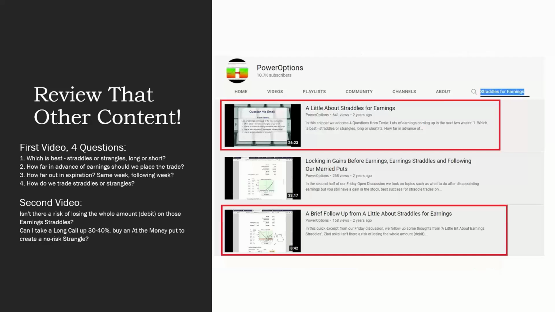So again, review that content there. I think this video with the first 4 questions flushes out some more of this detail related to how far in advance of earnings we should place the trade, shows different examples, my apologies, how far is the expiration, how do we trade those, with some other thoughts there as well. Of course, this one will be posted also. It's being recorded, so don't worry about that. But you can take a look at those. Remember, go to Power Options on YouTube, Straddles for Earnings. You can take a look at those too while you're waiting for this presentation to be posted.